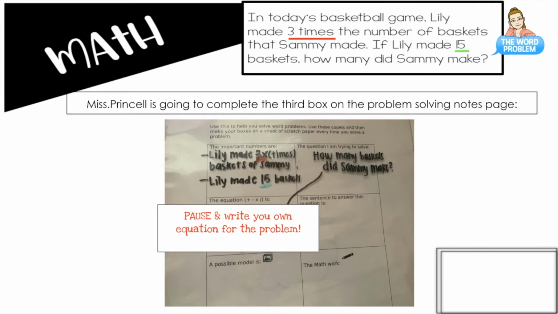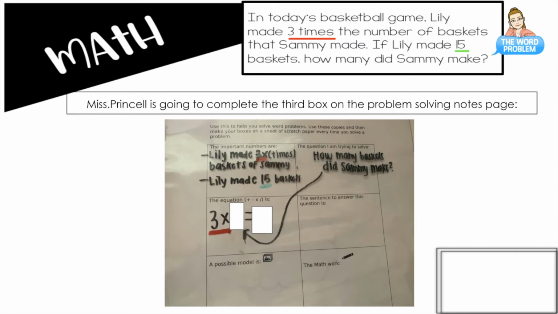You're going to move down and try to figure out what your equation would be. This would be the point that I would want you to pause and try on your own to solve and figure out what the equation could be with what you have from the first 2 boxes. The first thing you're going to write down is one of the important numbers, and you have 3 times, where that X does not mean X like a letter, it means multiplication. So you have 3 times, you don't know what you're multiplying yet, and then it equals something, and we need to figure out what goes in there.